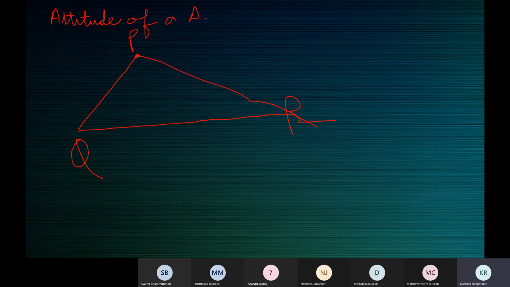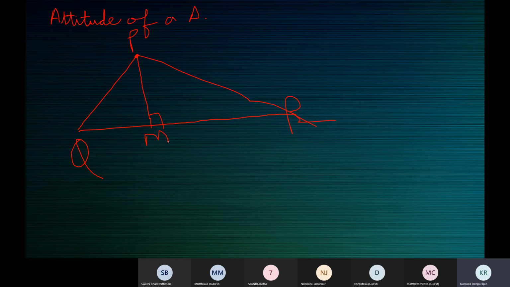What is an altitude? It's a line segment from a vertex perpendicular to the opposite side. So PM is a line segment because it has a definite length. You can measure its length. It starts at P, it ends at M. It has two endpoints P and M.